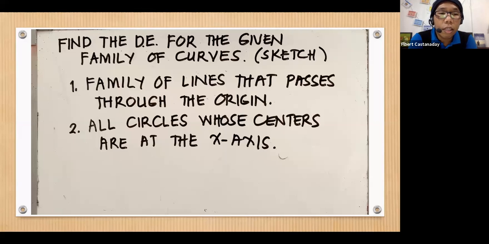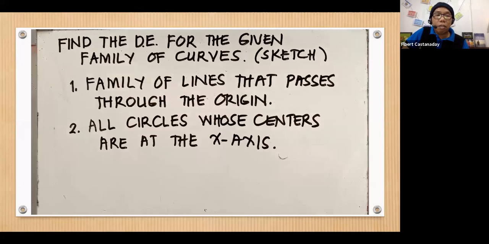So, the first example here, we will find the DE of the family of lines that passes through the origin. The second example is all circles whose centers are at the x-axis. So pwedeng yung variations ko dyan, pag nag-quiz na kayo, pwedeng ibigay ko, all circles whose centers are at the y-axis. So kailangan marunong ka or alam mo kung ano yung equation na involved dito at alam mo kung ano yung parameter natin. Okay, so you have to sketch.